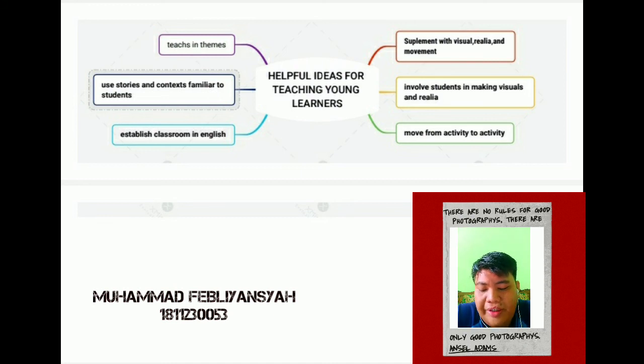And the last one is to establish classroom routines in English. Routines allow students to quickly accomplish day-to-day tasks that are required of both teacher and students. Routines also help to create smooth transitions between learning languages, so they can learn languages naturally.